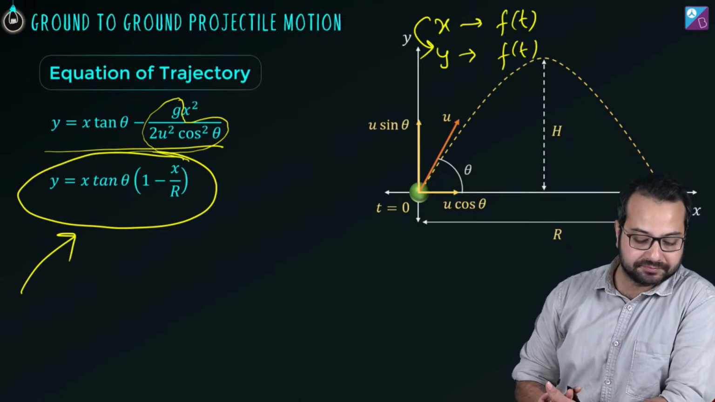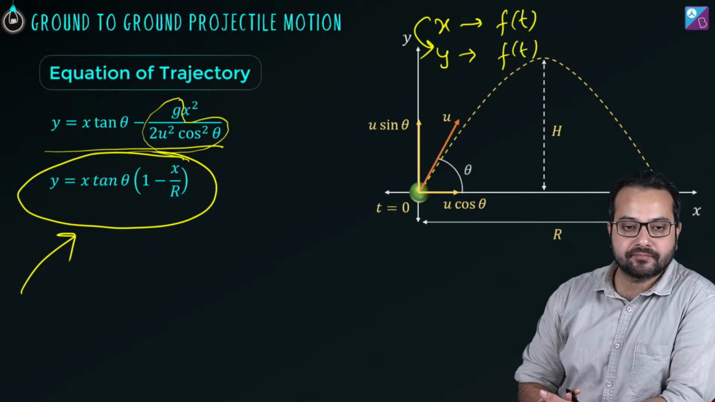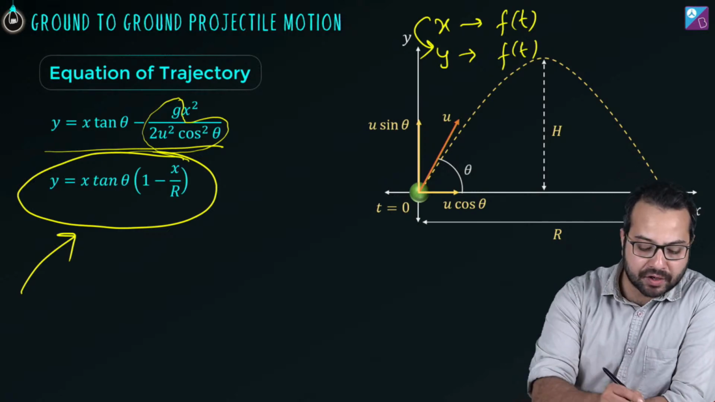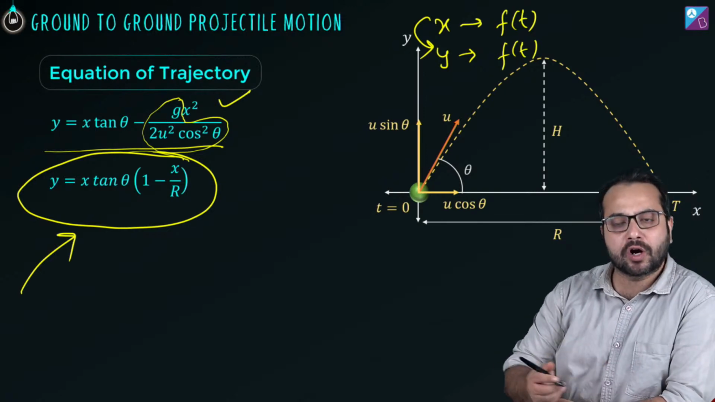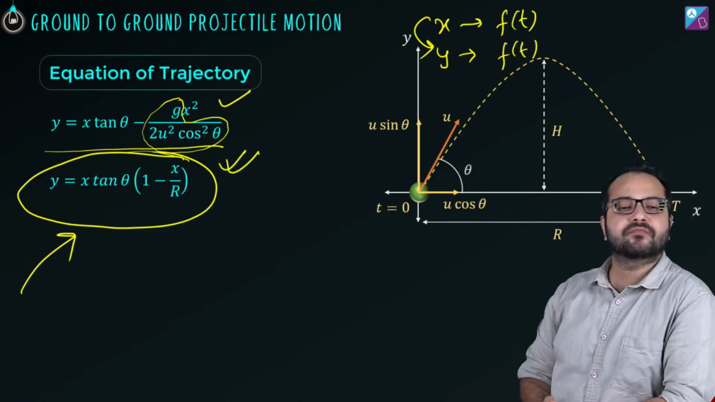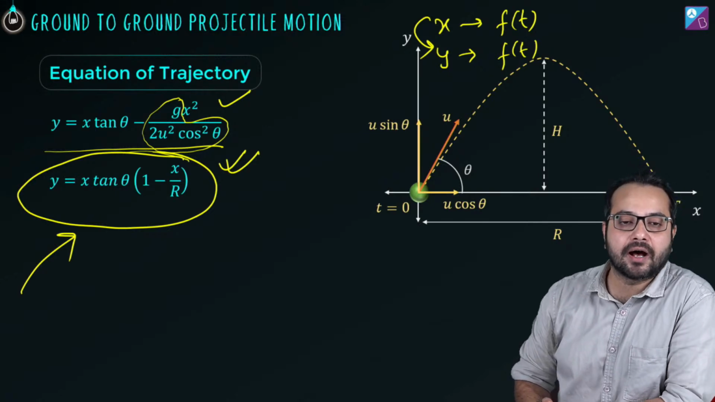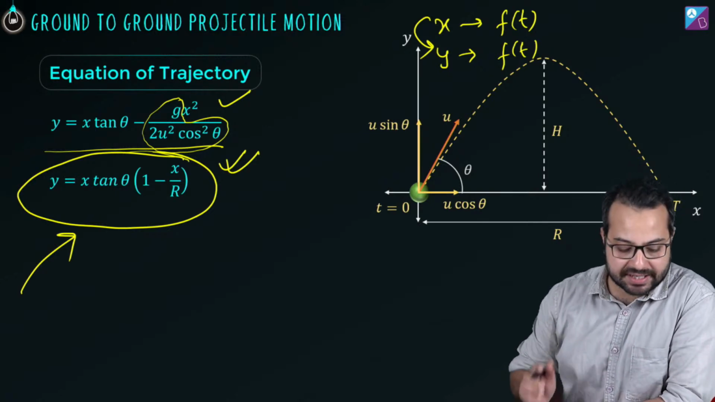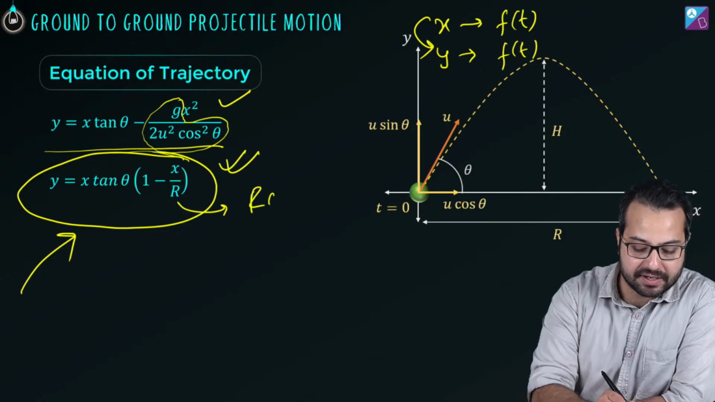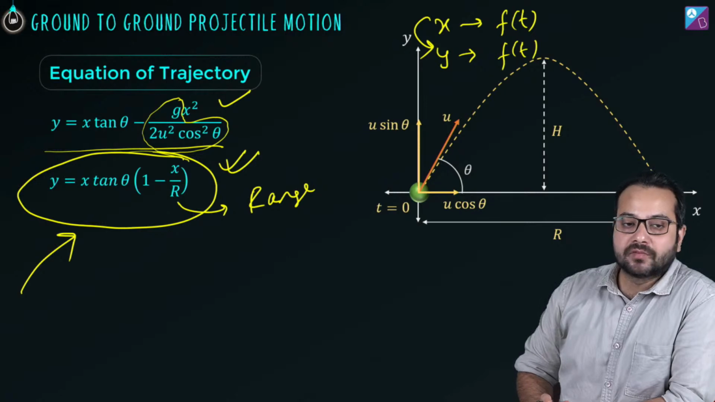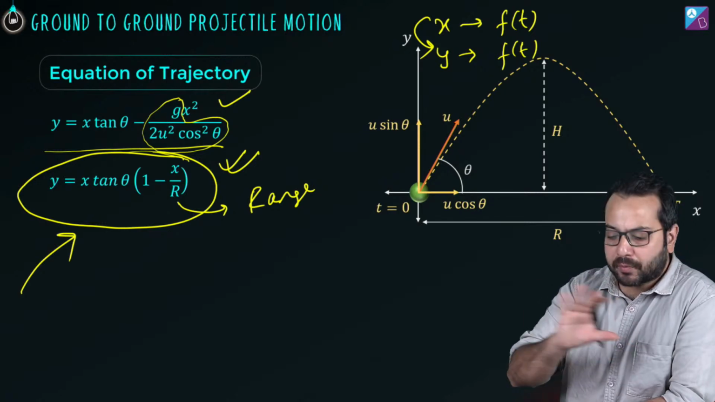Is that correct? ठीक है? So y will be equal to x tan theta into 1 minus x by r. If you are able to remember this, good. If you're not able to remember this, this is easier. I always remember this. X tan theta into 1 minus x by r, where r is the range. Yes, obviously. Correct? ठीक है? कोई problem?